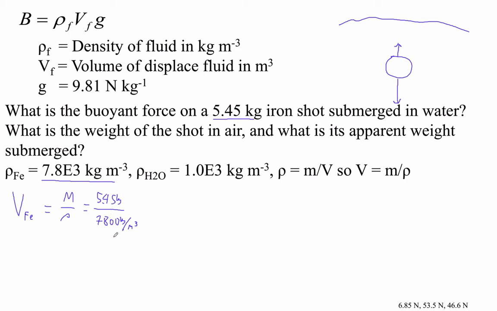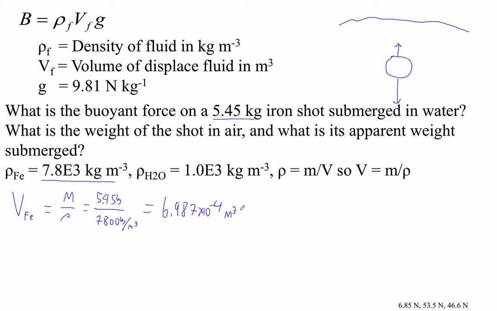5.45. Sorry, I didn't mean to say tremendous. Okay. 6.987 times 10 to the minus fourth, and that's cubic meters, right? And remember that the volumes of ordinary objects tend to be really small, but this is like 0.7 of a liter, basically, so that's fairly decent, right?